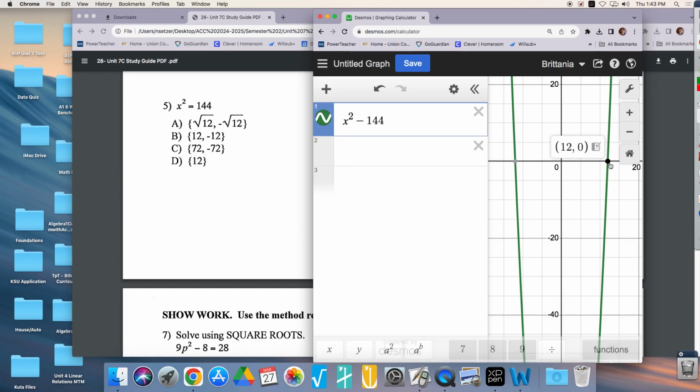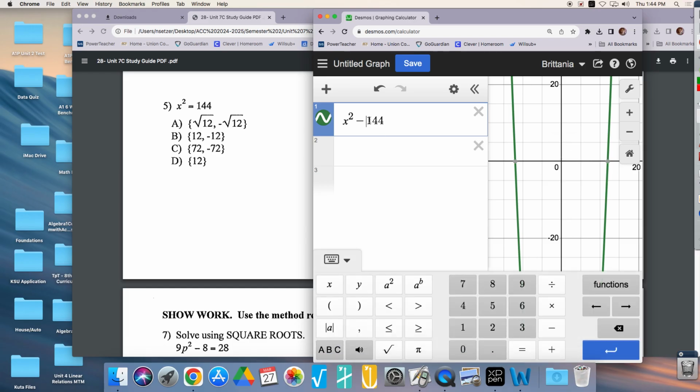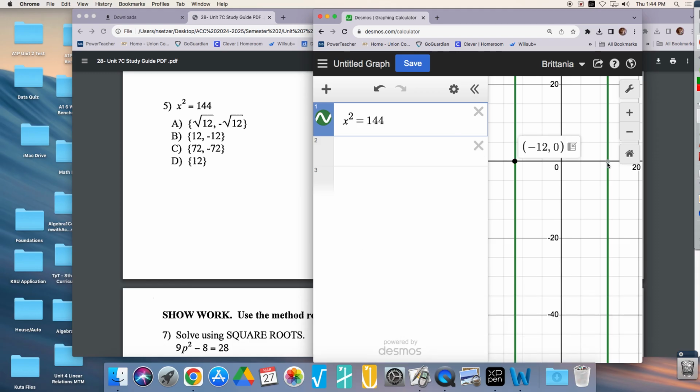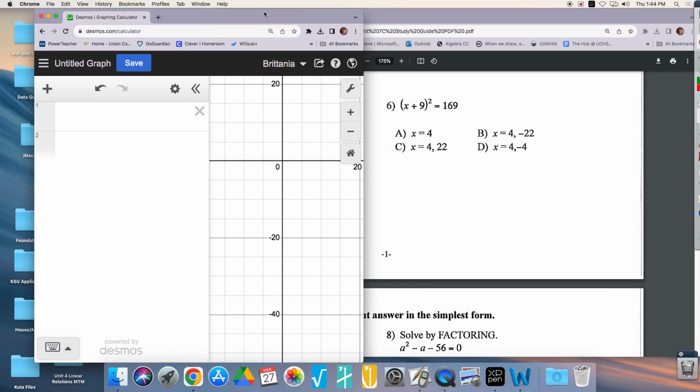So I can see it. But if I just do equals, I still get the answers at negative 12 and positive 12. So what happens here is it's giving me solutions to an equation, and that appears as vertical lines through the solutions on the x-axis. So the answer here would be B. All right, and then we've got number 6.